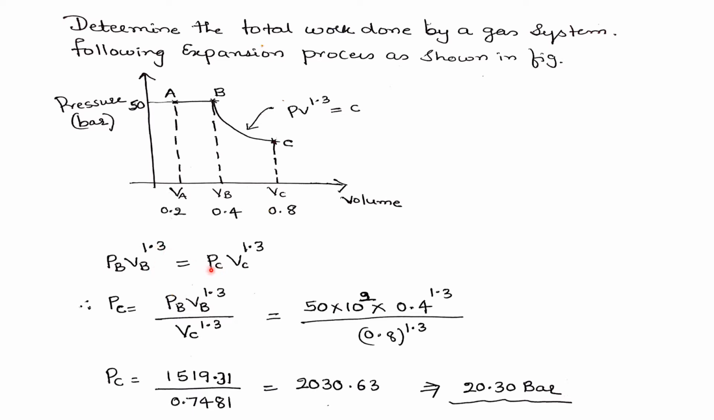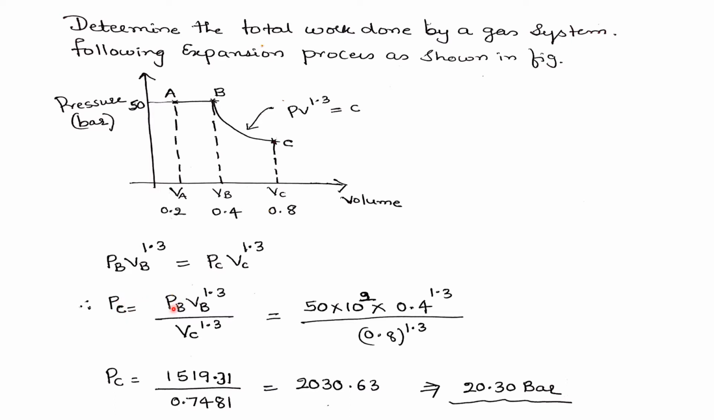Now with this process, easily I can write PV^n equals constant, so P_B V_B^n equals P_C V_C^n. That is P_B V_B^1.3 equals P_C V_C^1.3. This is a polytropic process. We already know the pressure at point B because it is a constant pressure process. Whatever the pressure at point A is, the same pressure will be at point B also. So we know this pressure, and the volumes at these points we also know. The only unknown is the pressure at point C. Let me calculate that first.